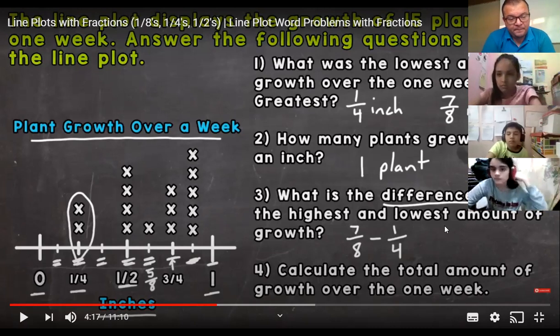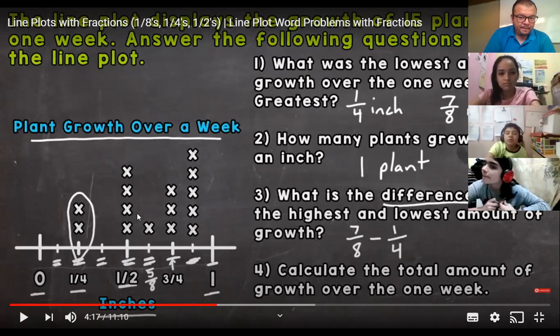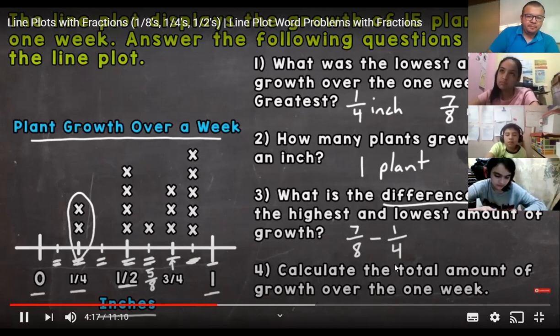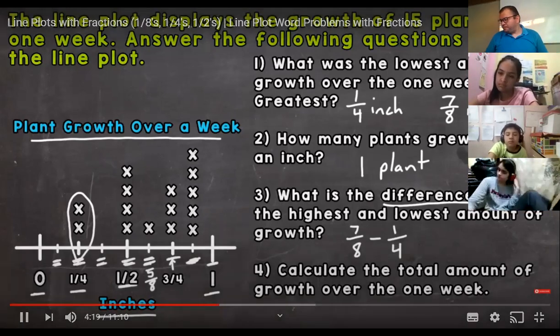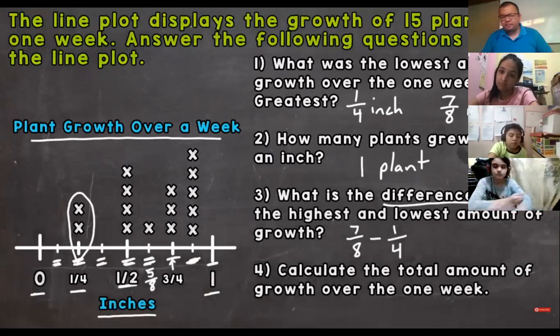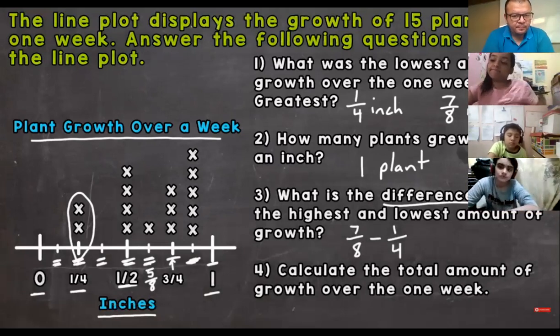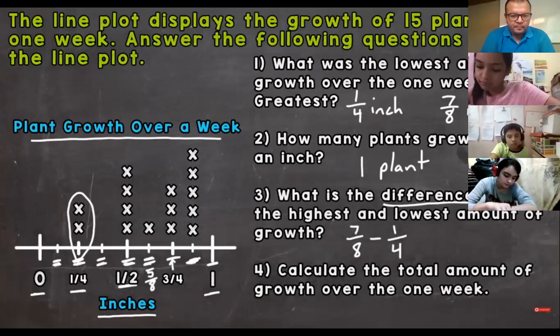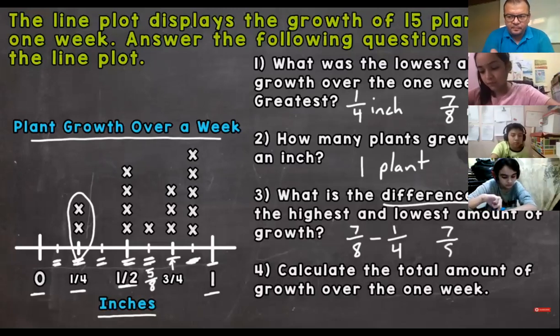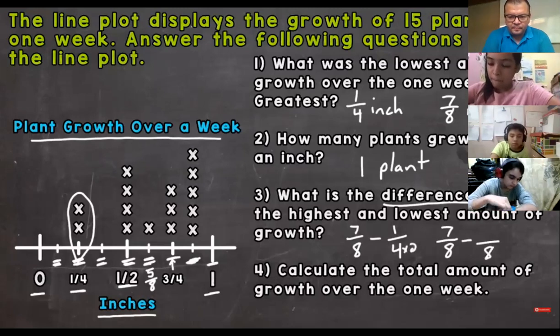Yes, Diego Guardiola. 7/8 minus 1/4 is equal to 5/8. Let's see. Now, thinking back to subtracting fractions, we need a common denominator. And the common denominator for an 8 and a 4 is an 8. So let's rewrite the problem to the side. 7/8 minus, well, I know 4 times 2 will give me that 8.